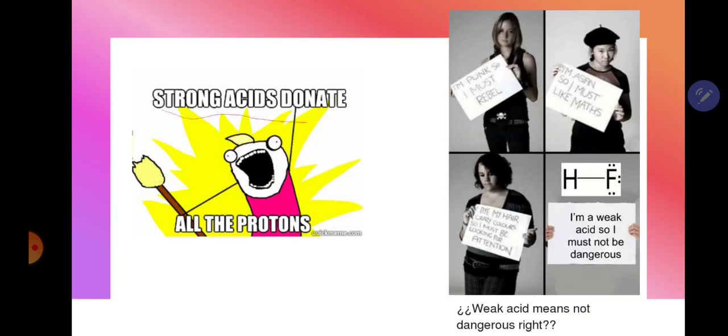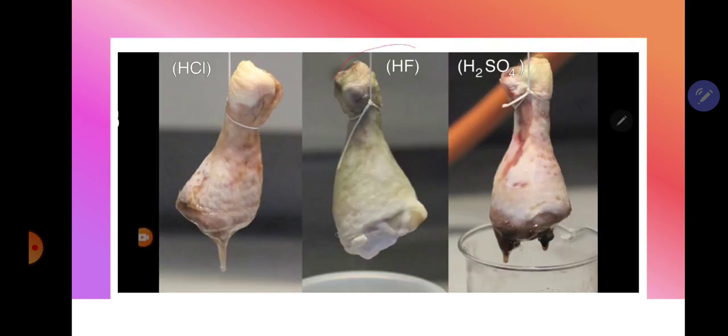So our strong acids donate all the protons, all the hydrogens. But just because hydrofluoric is a weak acid doesn't mean it's not dangerous. If we look, our hydrofluoric acid took all the color out of that chicken bone. Every single bit of it. All the blood is drained from that chicken bone. I mean, the hydrochloric acid kind of liquefied everything, and the hydrosulfuric acid practically did weird color change and melting, but that hydrofluoric acid is just as dangerous.